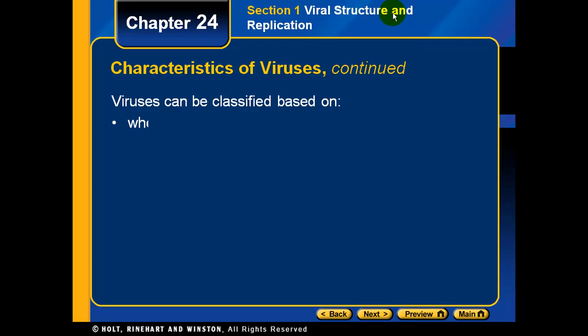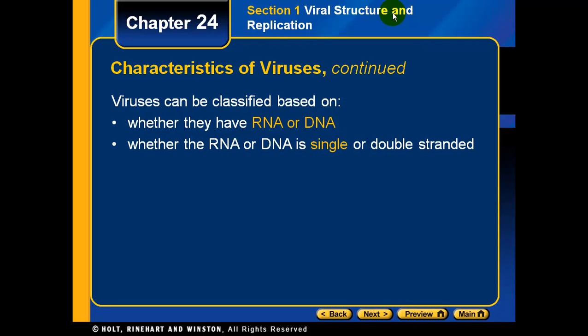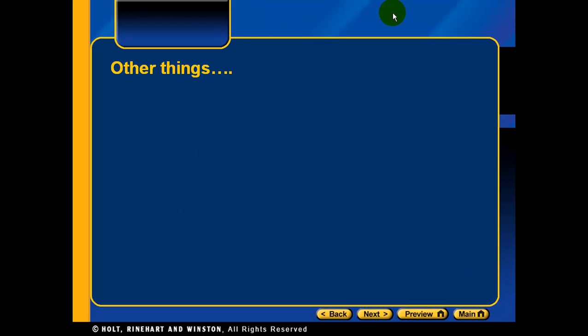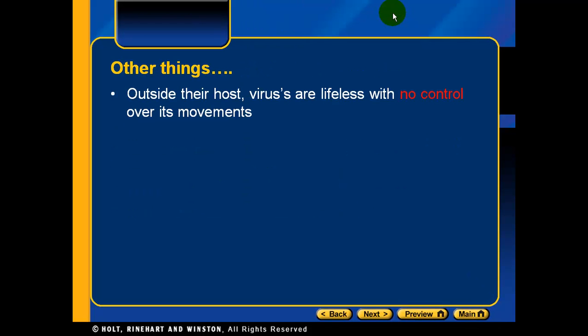Viruses can be classified based on these things: whether they have RNA or DNA, whether the RNA or DNA is single or double-stranded, whether the RNA or DNA is circular or linear. They also can be classified based on the shape of the capsid and whether or not they have an envelope around the capsid.